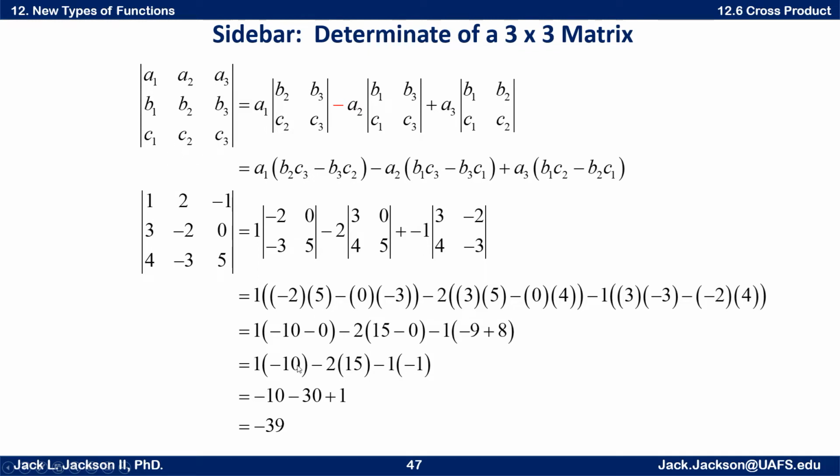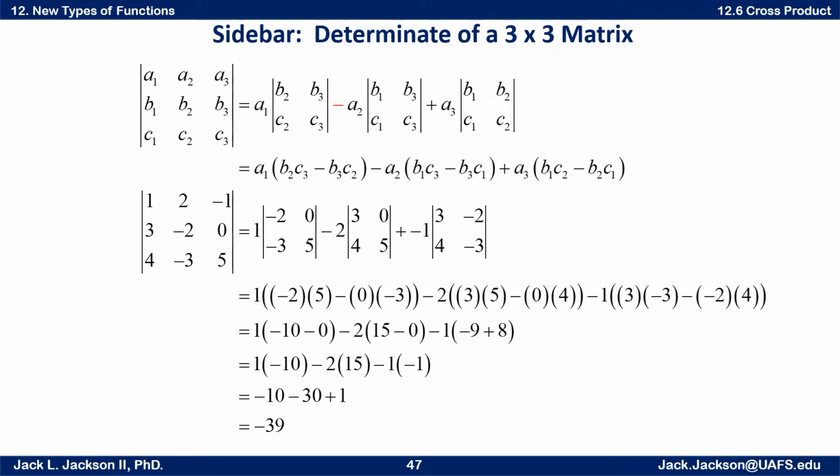So then we have 1 times -10 is -10. -2 times 15 is -30. And -1 times -1 is +1. Add these together, that's -40. Add one more, it's -39. So that's how you can compute a determinant of a 3x3 matrix.